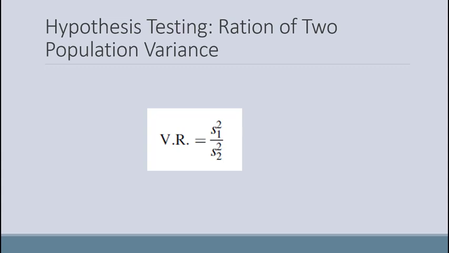The test statistic is designated as VR. It is a simple calculation: s1 squared divided by s2 squared. It follows an F distribution with n1 minus 1 as the numerator degrees of freedom and n2 minus 1 as the denominator degrees of freedom. You are not required to calculate it in this course.